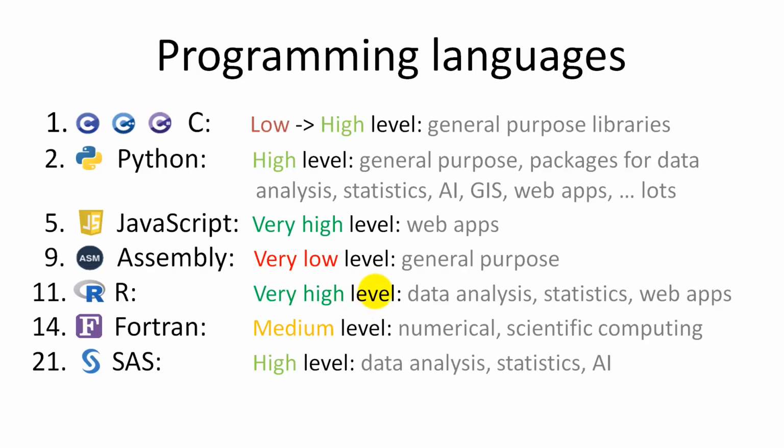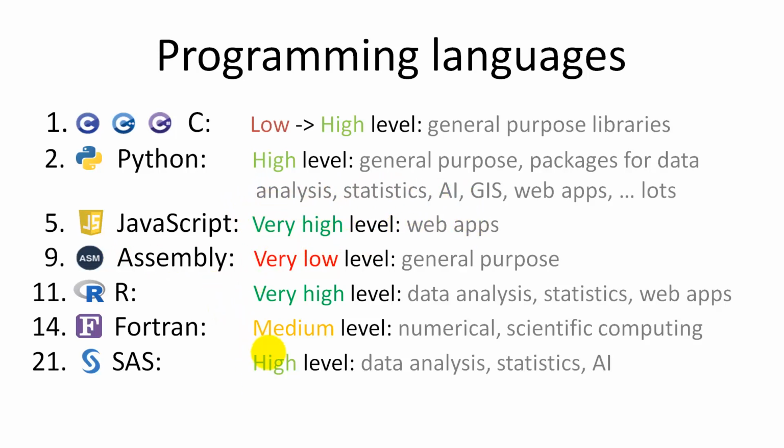So in R, you can ask for a linear model or an ANOVA, and it'll do that, and you don't have to worry about shifting bits and bytes around. So you want to start with a programming language that has a very high level of abstraction like R. Just to give you another example, JavaScript would be an easy-to-learn language for developing web apps.